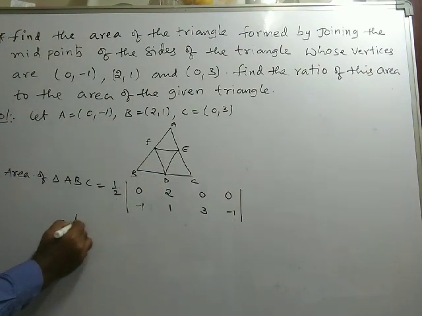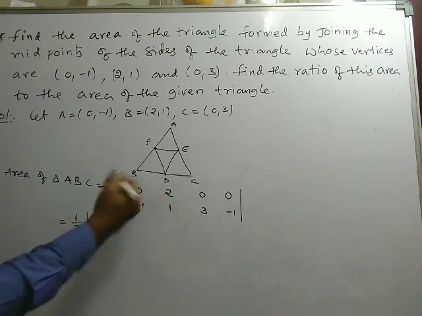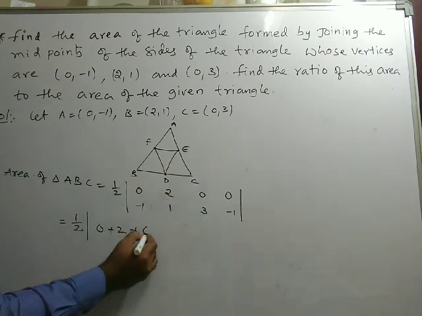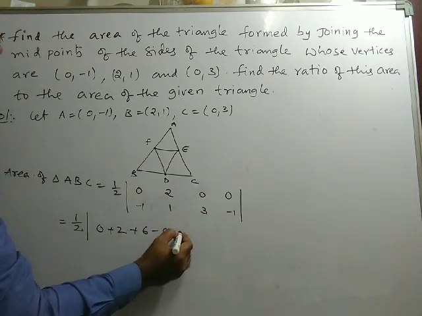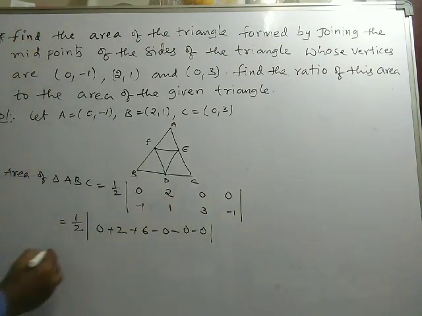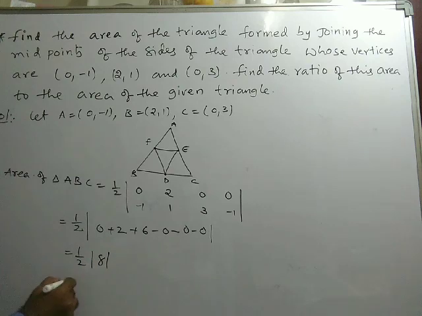Okay. Half modulus of 0 into 1 anyhow 0. And this is actually -2, but because of minus, plus 2. And 2 into 3 which is +6. 1 into 0 anyhow 0. And 0 into whatever, this is also 0. So finally half modulus of this is 8, which equals 4 square units. So the entire area of the triangle we got as 4 square units, right?